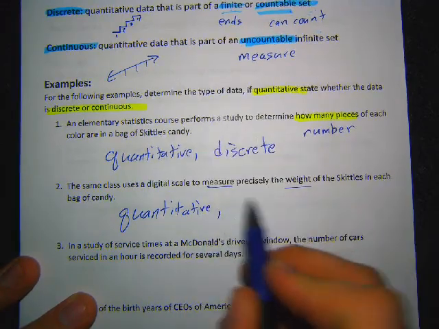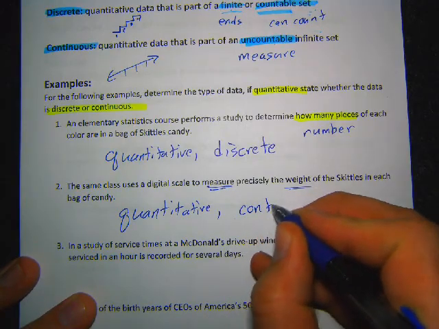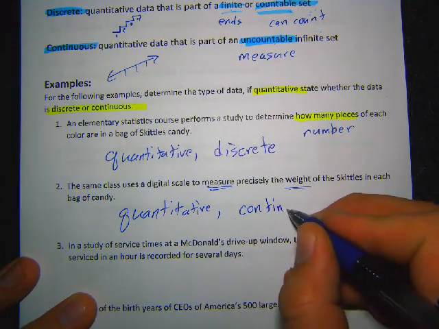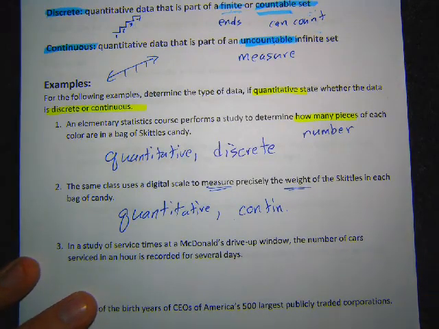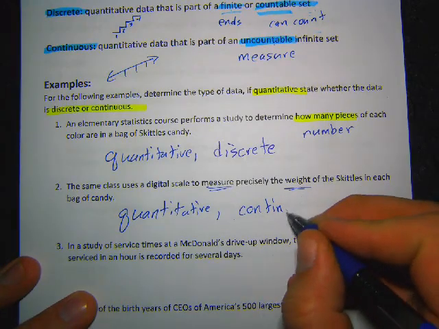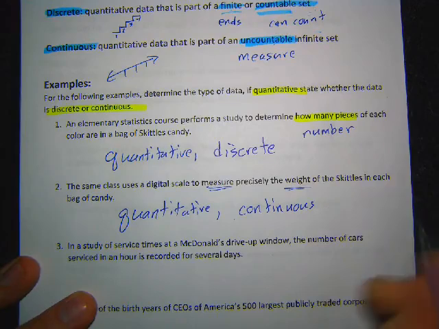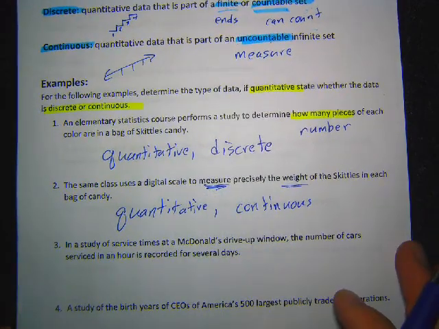And because we're measuring that weight, this is going to be continuous. And there's always those decimal fractions in between. It's going to be 1 gram, it could be 1.5 grams, it would be 1.25 grams. So it's continuous. So if you're measuring like this, that means it's going to be continuous when you're dealing with quantitative data.